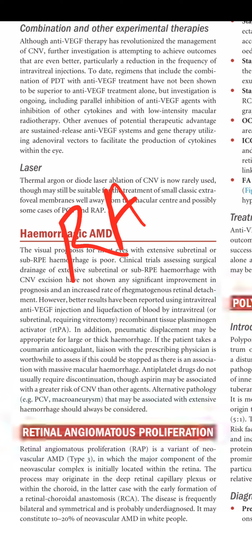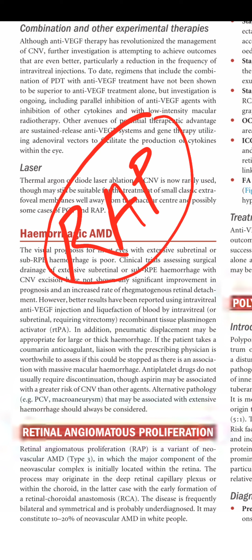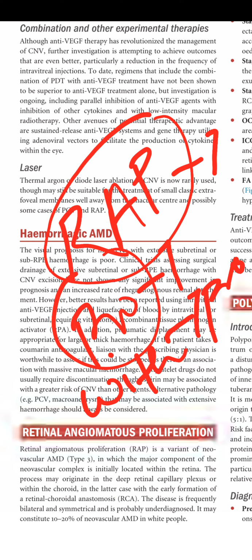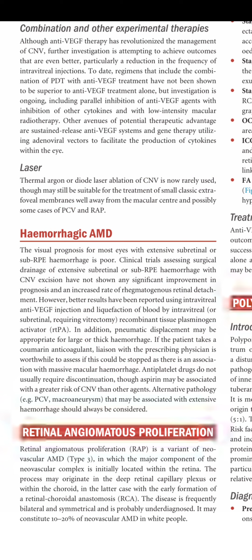So retinal angiomatous proliferation means that there is going to be the proliferation of vessels within the retina. So it is not outside the retina, pre-retinal, which is known as retinal neovascularization. It is within the retina. So retinal angiomatous proliferation (RAP) is a variant of neovascular AMD type 3 in which the major component of the neovascular complex is located within the retina.